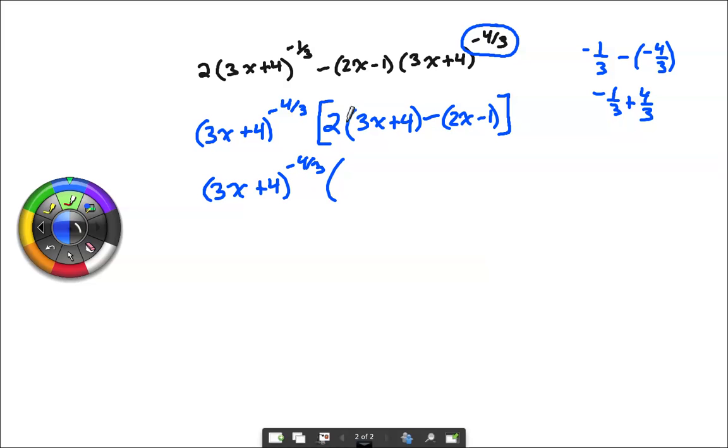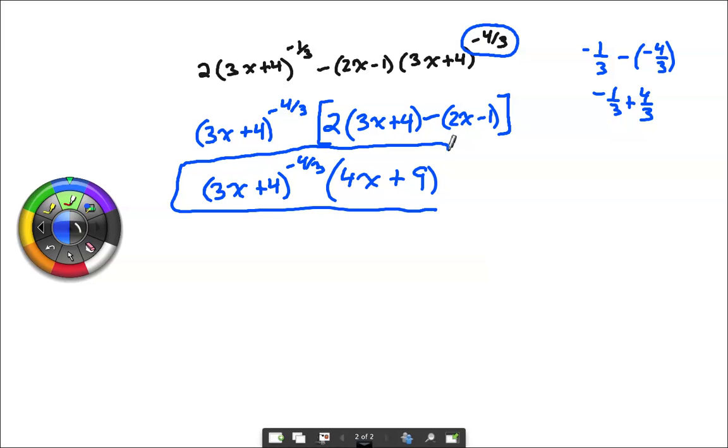Distribute the 2, we're going to get 6x. Over here we're going to get a minus 2x, and 6x minus 2x is 4x. I'm just combining like terms and distributing at the same time. 2 times 4 is 8. A negative times a negative is a positive. 8 plus 1 is 9. So we're going to get plus 9. And there's our answer. Nice little compact, simplistic answer.